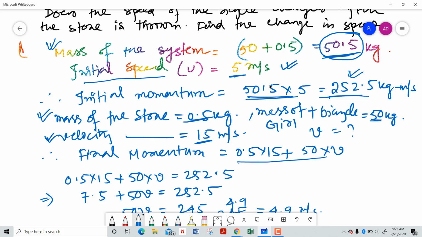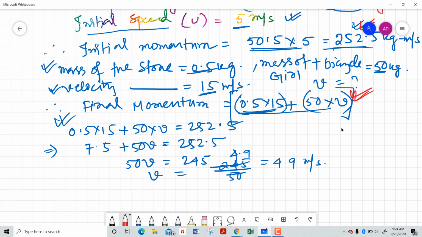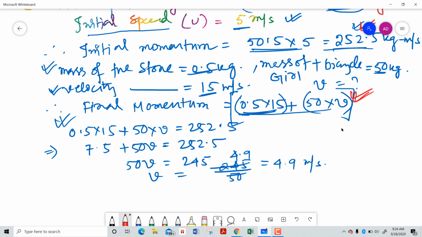In this case, the final momentum equals the momentum of the stone plus the momentum of the bicycle, right? The initial and final momentum will be equal. We have equated the final momentum with the initial momentum, and after solving that, we got v equals 4.9 meters per second. That is the velocity of your bicycle now after throwing the stone.